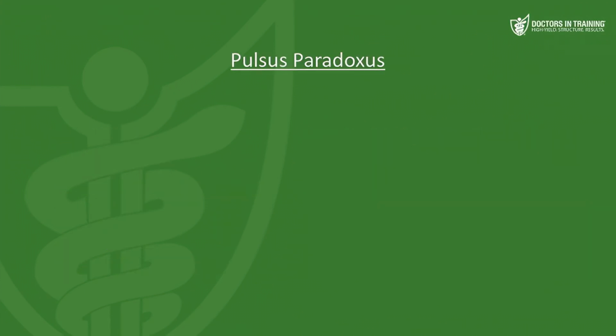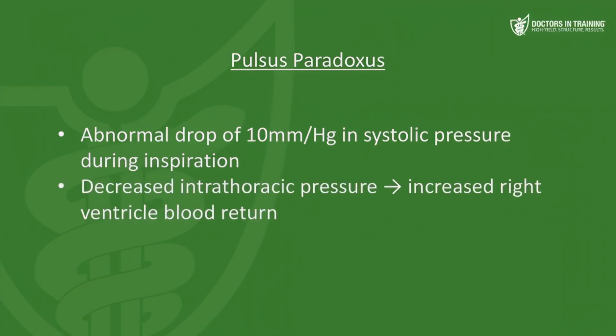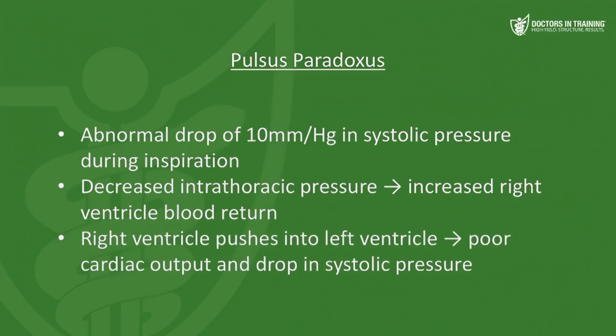So what is pulsus paradoxus? It's an abnormal drop of 10 millimeters of mercury of systolic blood pressure during inspiration. What happens is there's decreased intrathoracic pressure leading to increased right ventricle blood return. This causes the right ventricle to compress the left ventricle, decreasing cardiac output to the rest of the body. It's seen in cardiac tamponade, asthmatic patients, and sometimes in patients with severe pulmonary embolisms.